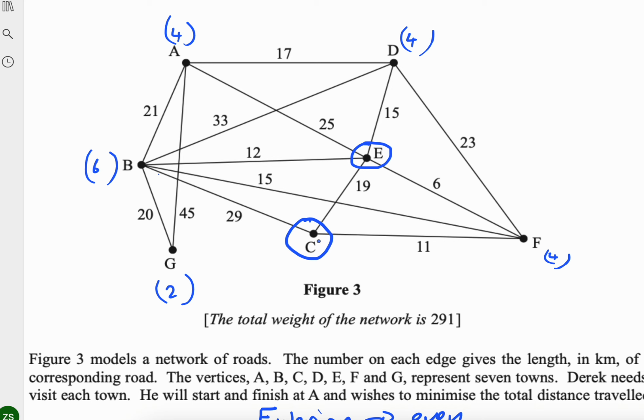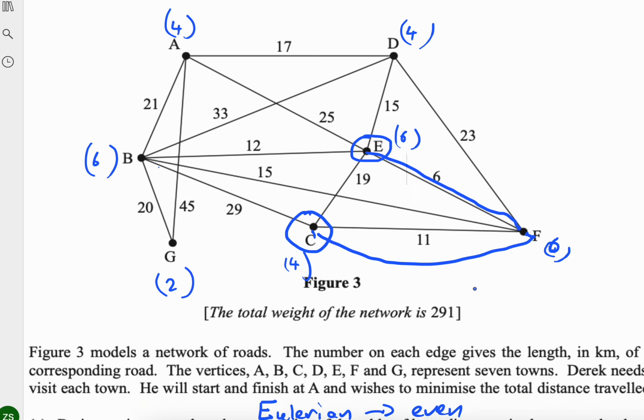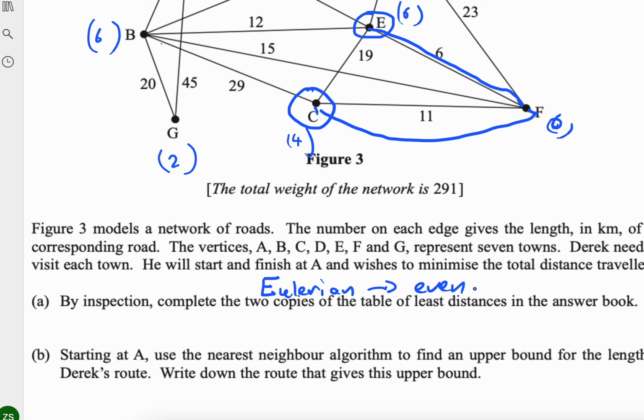So if we connect C to F and E to F, since we've added 2 nodes to F, F becomes 6, still even. C becomes 4, and E we've added 1 to it, so it becomes 3, 4, 5, 6. Now everything is even. Our graph is Eulerian. When a graph is Eulerian, you can start at any node and finish at the same node. So the fact that it starts at A doesn't matter. It could have been starting at D, finishing at D, or starting at F, finishing at F. Once you've made it Eulerian, you can start and end at the same node.